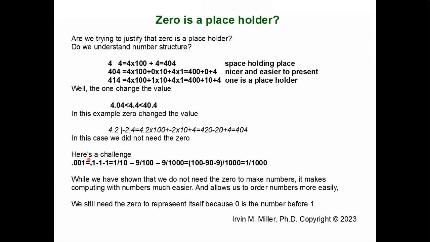Now here's the challenge. What would we do about 0.001? Well, with a little playing around, I discovered we could write it as 0.1 minus 1 minus 1, where there should be a separator between each of these. Well, the first one is 1/10. The next one is 9 100ths. You'll see I made a mistake. That should have been minus 9 minus 9. Okay, so we'll correct that. But that then becomes 100 minus 90 minus 9, which gives us 1,000th. Really nice.